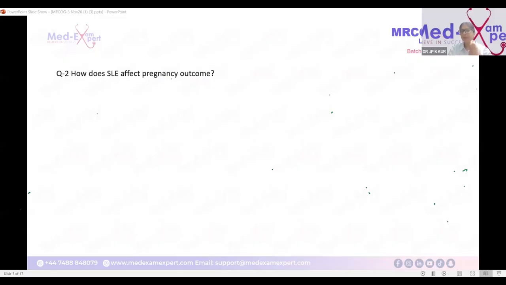Rest, just involve the whole team. Multidisciplinary team will be involved. Obstetrician will be involved, consultant obstetrician, consultant rheumatologist, anesthetist will also be involved because there can be so many complications of SLE. Anesthetists need to be involved. Her joints, she will have joint pains and ache. We may need to involve the orthopedician also.